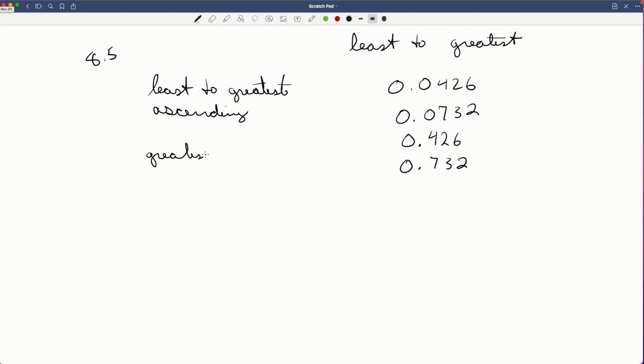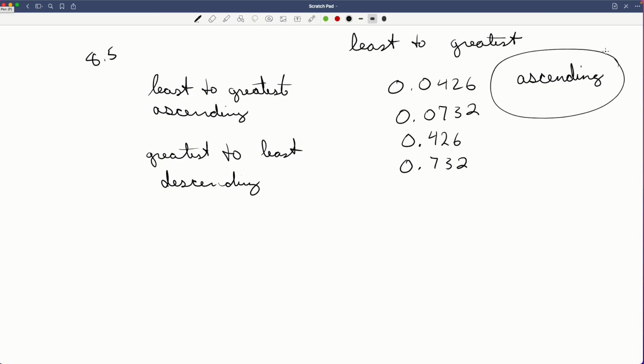Greatest to least is descending. Descending means it gets smaller. It descends. It comes down. So if it says ascending order, that means least to greatest. And if it says descending order, it means greatest to least. This one was ascending because it was climbing higher, right? Like you ascend the stairs, you go up. When you descend the stairs, you go down. So that is what that means. All right, so this was an ascending activity.